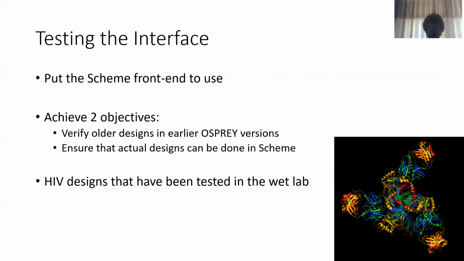So to do so, we tested this on some HIV designs that have also been tested in the wet lab. And on the right, you can see there's a picture of an HIV protein that we're targeting. And for those who don't know, how HIV infects the cell is that it binds to the cell membrane and then enters this fusion state. So this is the protein in question that binds to the membrane. And we want to find out some way to prevent it from binding.